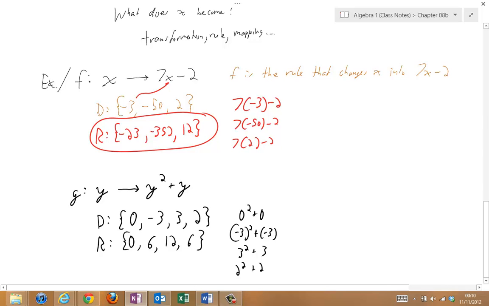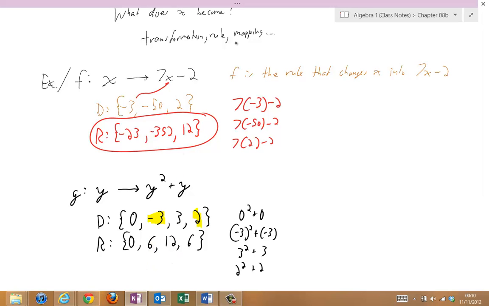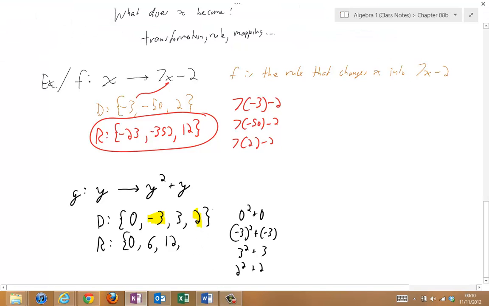This brings up an interesting point about functions. If you look at it, there were two values that I was able to plug in. The -3 and +2 both obtained 6. And if I really want to be correct in terms of the range, I shouldn't include this last 6 because I already included 6.